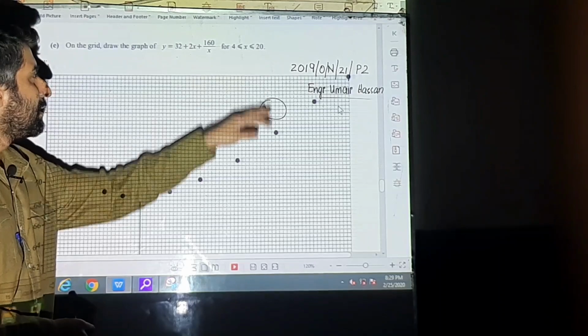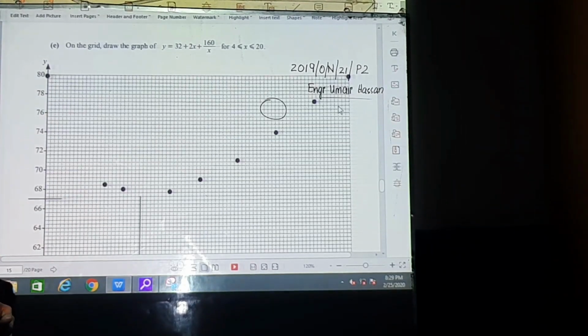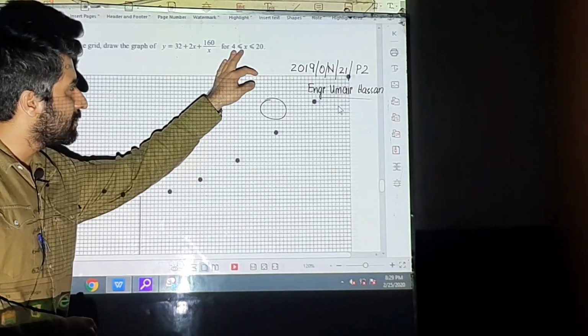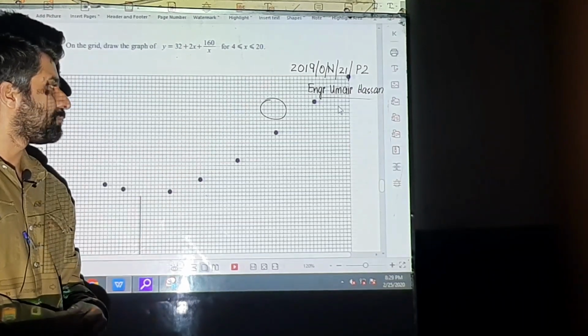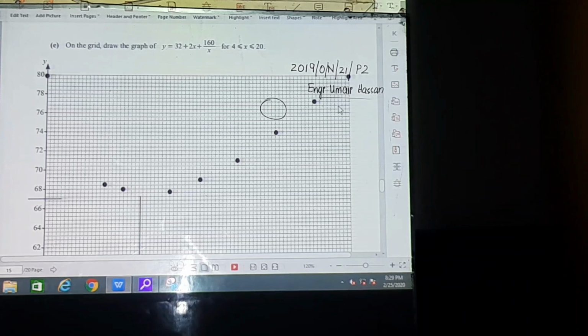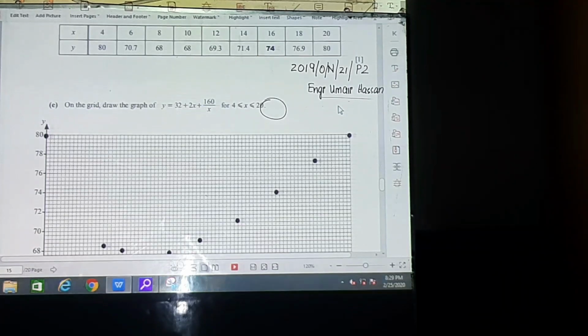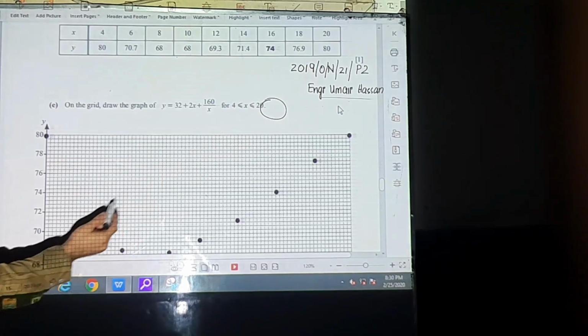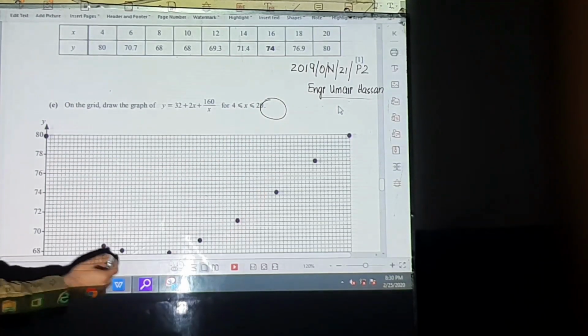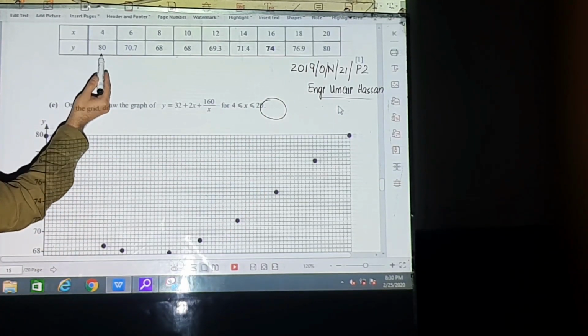Now in the next part, on the grid draw the graph of y equals 32 plus 2x plus 160 over x, and the range is you need to draw the graph from x greater than or equal to 4 to x less than 20. Now if you draw this graph, you will use the values of x from the table, this one. From 4 to 20 you need to plot this graph. Now when x is 4, y is 80.